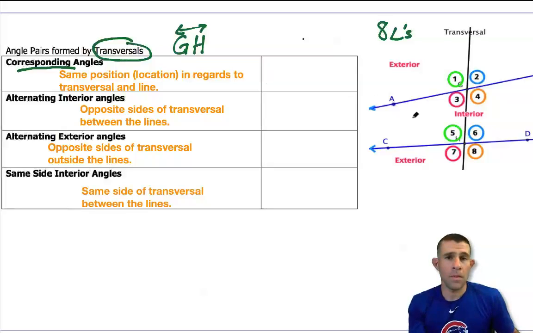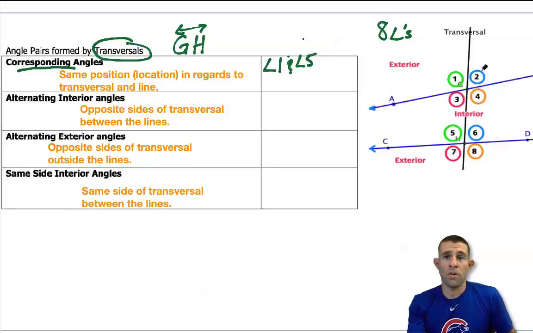Now corresponding angles are exactly that. They correspond in their position or location in regards to the transversal and their other line. So for example, if we take a look at this top cluster of 4, to the left of the transversal and above the line is angle 1, and you'll notice that it's circled in green. Now let's look at the bottom cluster. To the left of the transversal and above the line is angle 5. It's also circled green, so these are corresponding angles. So one example of corresponding angles is angle 1 and angle 5.